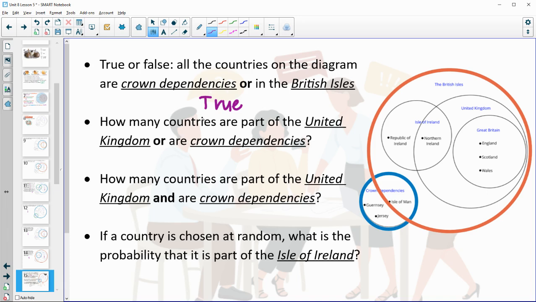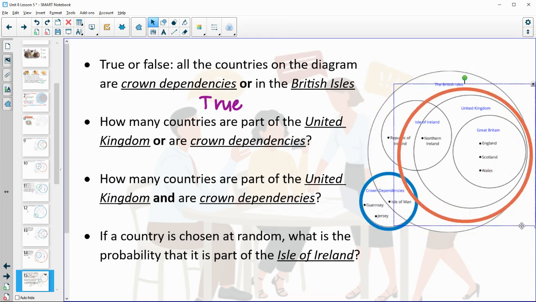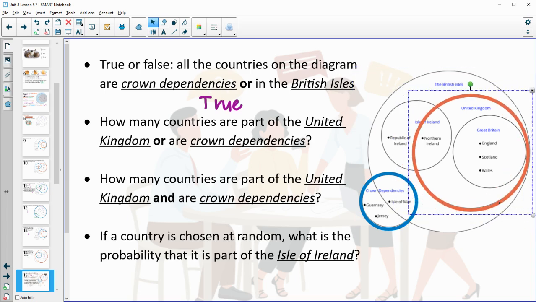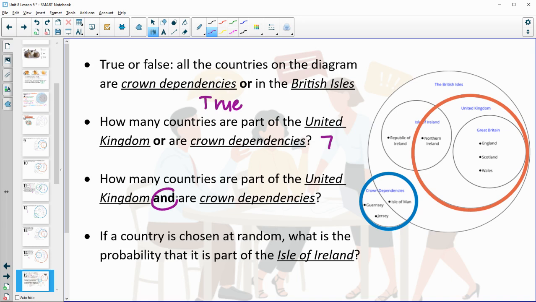How many countries are part of the United Kingdom or the crown dependencies? So the United Kingdom is here. How many countries are in either of these 2 bubbles? That's 1, 2, 3, 4, 5, 6, 7. So 7 are in either of those. How many are in both of them? How many are in the United Kingdom and the crown dependencies at the same time? That's 0 because there's no overlap.